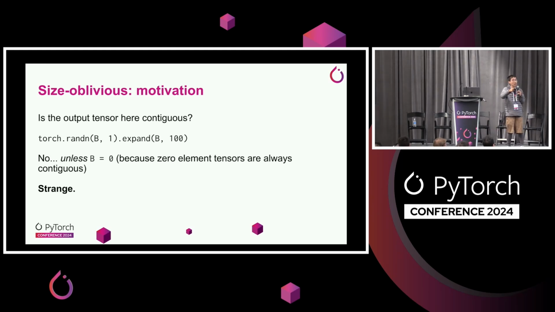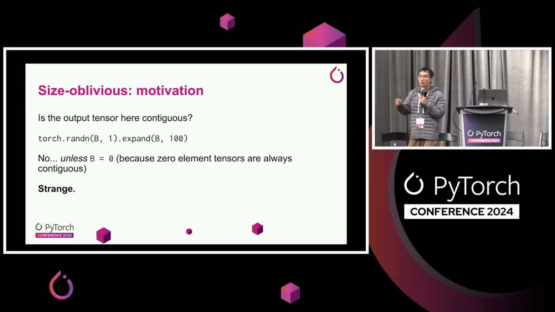But there's an exception. When b is 0, the resulting tensor is contiguous, and it's contiguous for a very dumb reason. It's because, well, if you have a 0-size tensor, then it always is contiguous, because there's nothing to tell you that it's not contiguous, because there's no elements. And that's just how PyTorch defined contiguity.